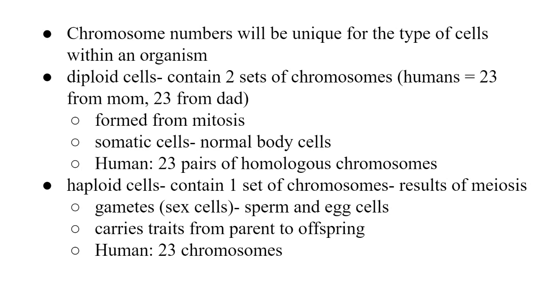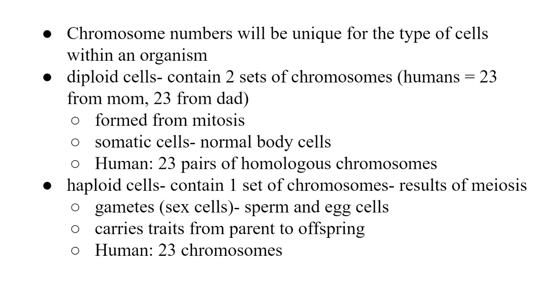A haploid cell, think of hap or half. A haploid cell contains half the amount of chromosomes or one set of chromosomes. So if a diploid cell in a human has 46, a haploid cell in a human has 23. And again, these numbers will change for different organisms, and you'll do some sheets based on that.